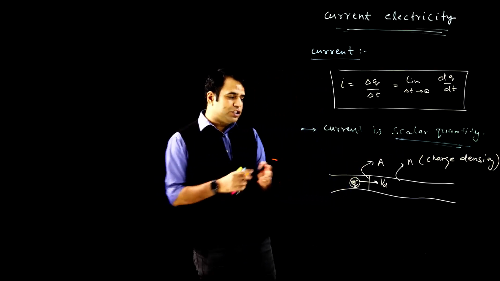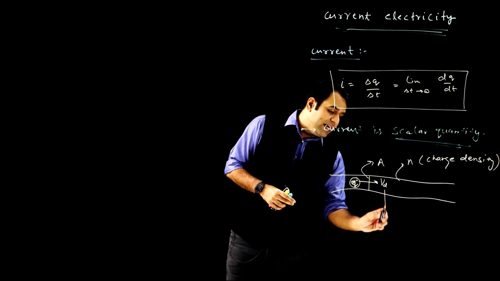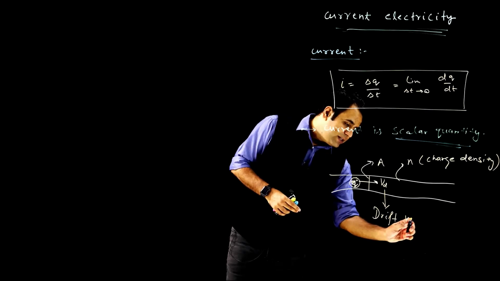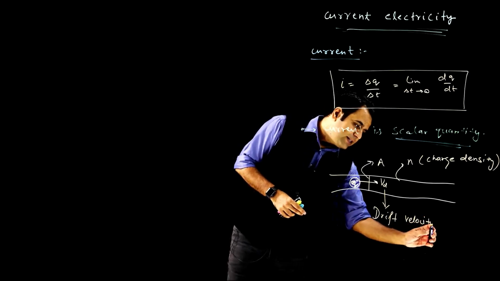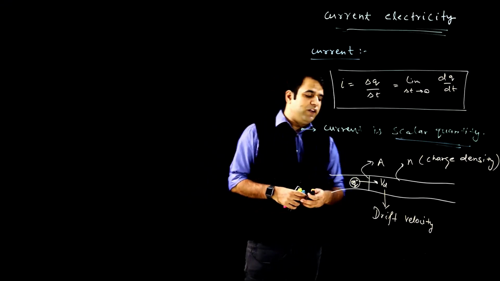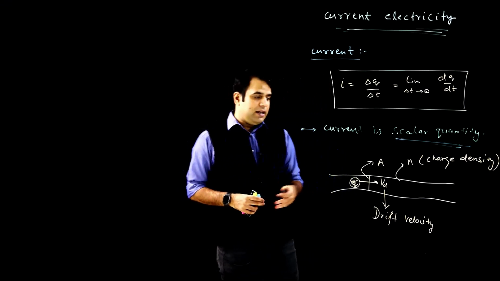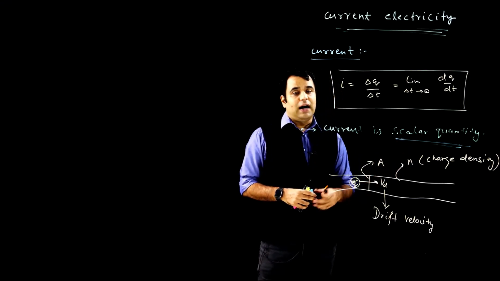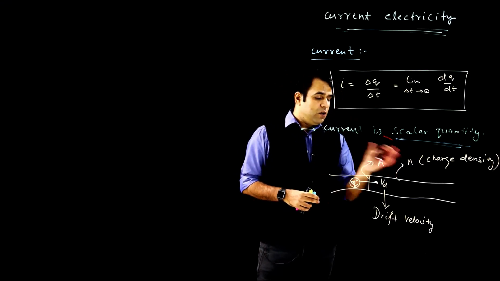Those charges are moving with velocity Vd, and this is known as drift velocity. What is drift velocity? We will learn that in later lectures. So the charge particles are moving with velocity Vd. They are crossing the cross-section area A, and n number of charge particles are there in one unit volume.